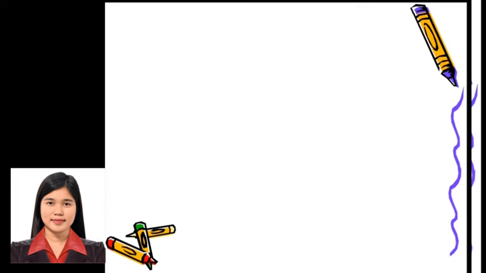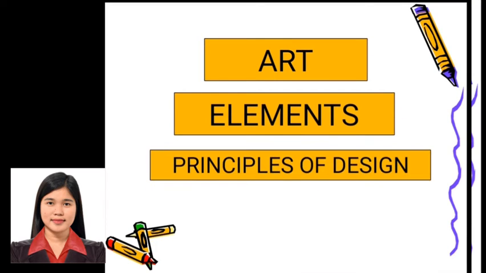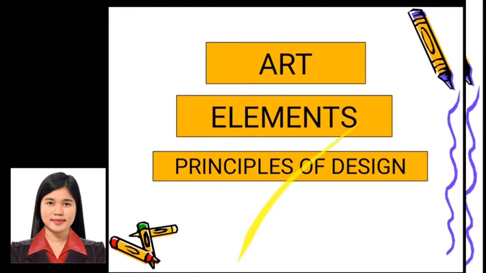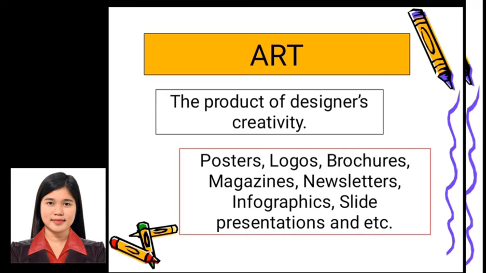So, when we are planning for graphic design, the goal is to make a material look good and appealing. To do this, you need to understand the art, the elements, and the principles of design. First, let's talk about the art. So when we say art, these are the product of designers' creativity. So, for example, the posters, logos, brochures, magazines, newspapers, infographics, slide presentations, and so on.